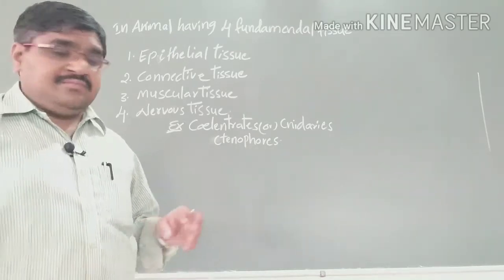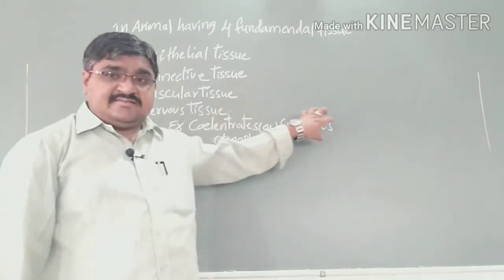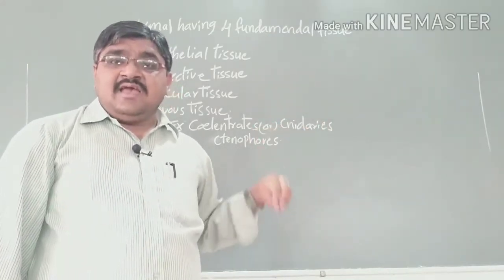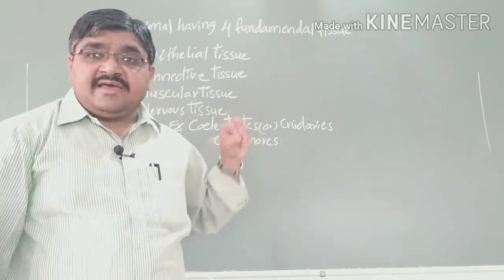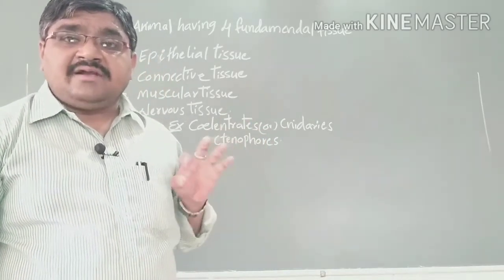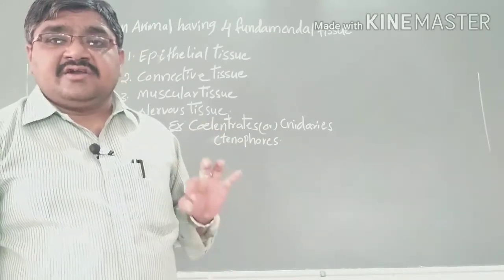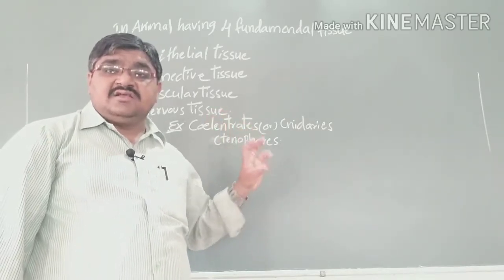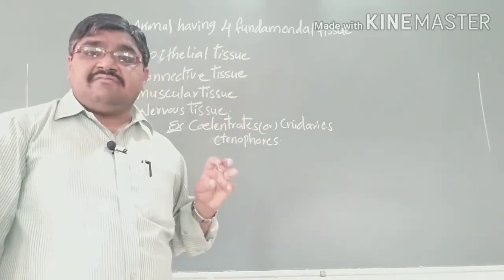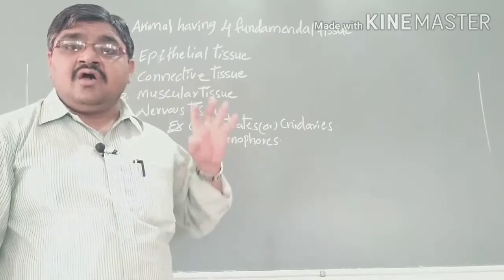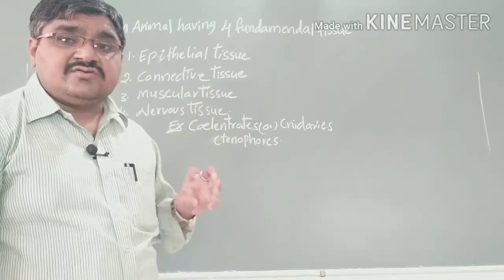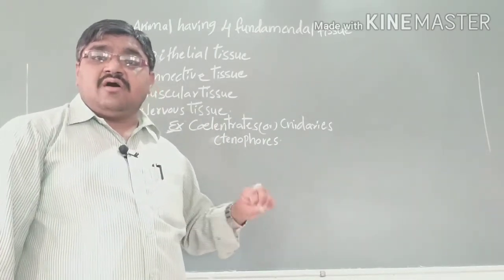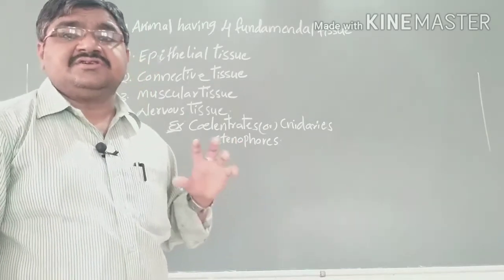Coelenterates are cnidarians. This is the first phylum where it consists of the four fundamental tissues. Those tissues are epithelial, connective, muscular, as well as nervous tissues. So it is the first phylum consisting of four fundamental tissues. This type of grade of organization is called the tissue level of organization.